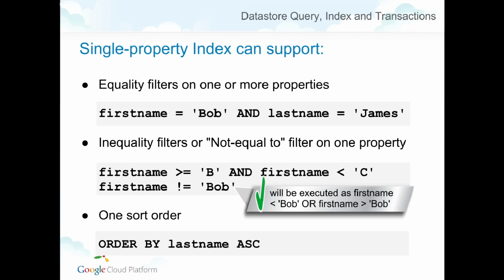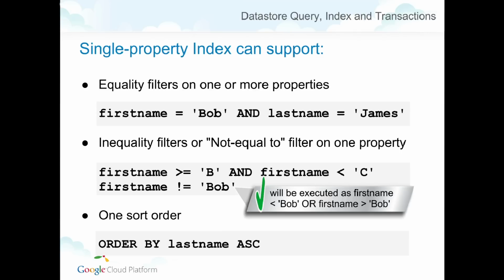So this single property index can support queries like this, like the equality filters. For this particular query, you don't have to have a composite index, which will be discussed later, because Datastore will automatically merge the results of the queries for each property into one. So Datastore will execute a query for first name equals Bob, and then execute a query for last name equals Jameson, then merge the results into one.